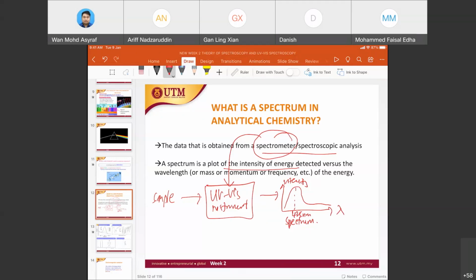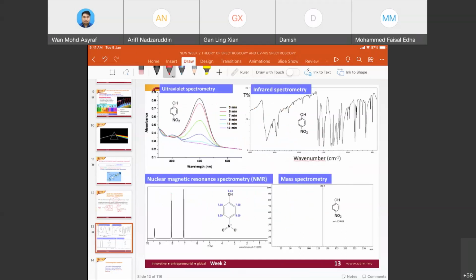Okay. So these are examples of spectra. If you look, this is ultraviolet spectroscopy. If we go down, we can see the highest intensity is at 400 nanometers. This is infrared spectroscopy. If you look, later we will see what these sharp peaks mean, whether it's good or not.